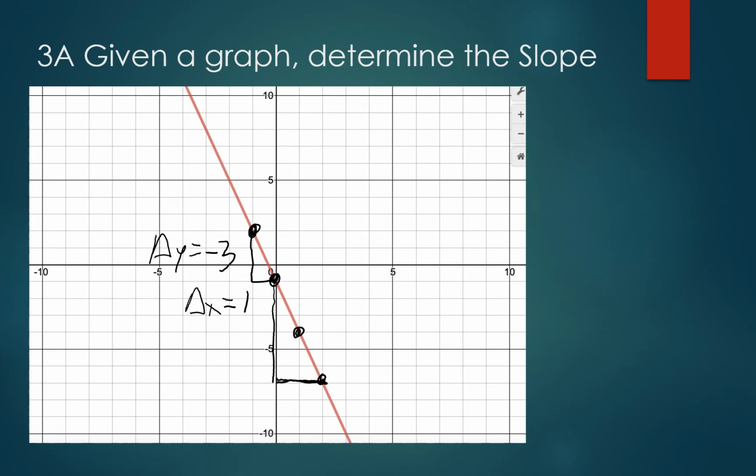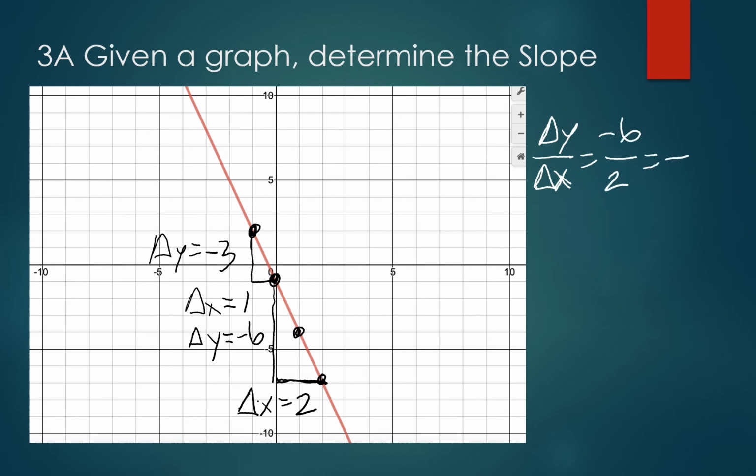So this time, this leg went down 6, so my change in y is negative 6. And my horizontal change, or my change in x, is 2. I'll write my slope, which is change in y divided by change in x, which gives me negative 6 over 2, which is equal to negative 3 over 1, which also simplifies to negative 3. So my slope is negative 3.